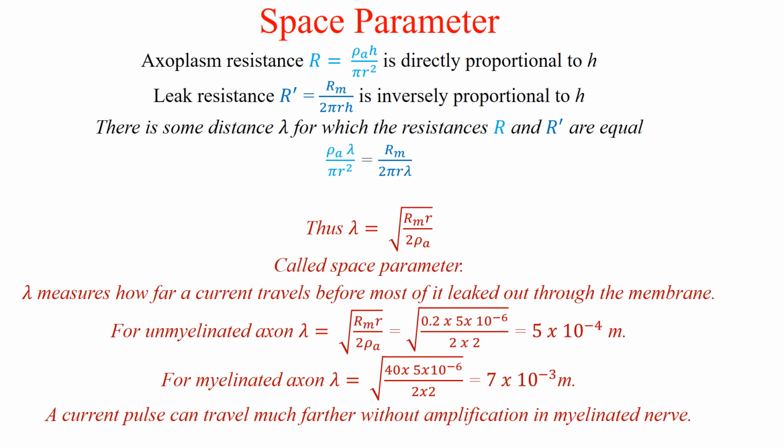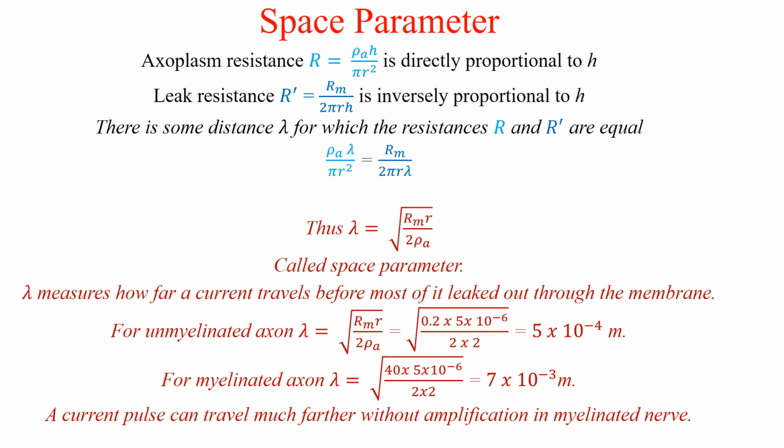So this lambda is constant for a given axon, because Rm is constant, and if we take an axon with a specified radius and the resistivity rho a of the axoplasm is given, then easily you can calculate what is called the space parameter. Again, we will emphasize that this lambda measures how far a current travels before most of it leaks out through the membrane.